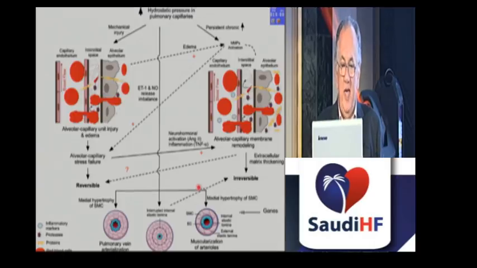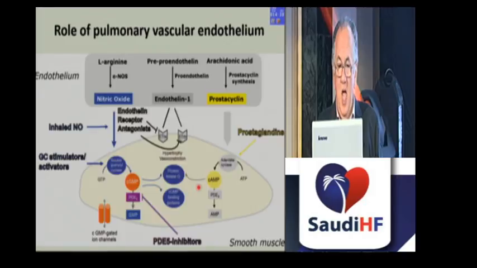In the early phase, where just the problem is the hydrostatic pressure, the changes are largely reversible, whereas in a later stage where the reaction starts to take place in the interstitial space with activation of cytokines, matrix metalloproteinases, recruitment of leukocytes, and subsequent medial hypertrophy, disruption of the internal elastic lamina, the changes start to become more and more irreversible. The pulmonary vascular endothelium plays a central role in this situation.